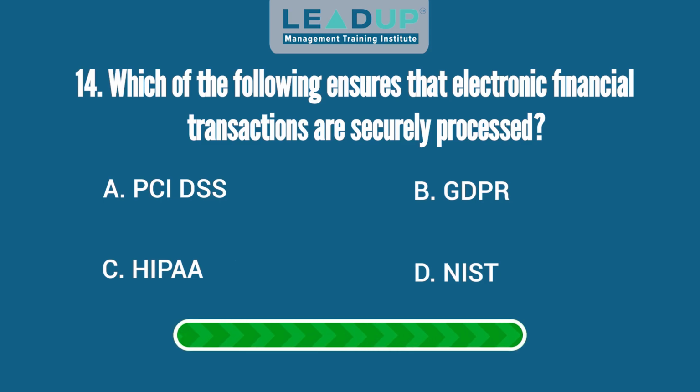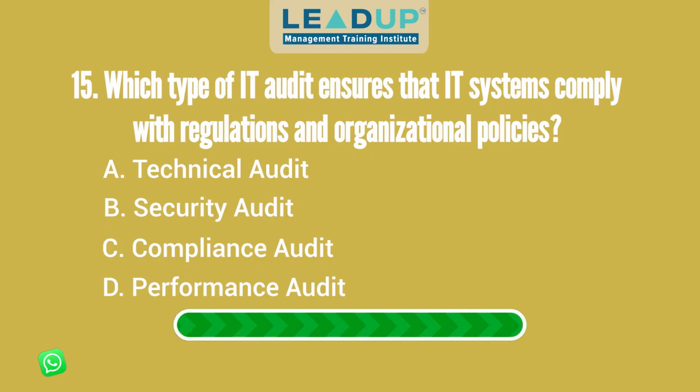Question 14. Which of the following ensures that electronic financial transactions are securely processed? A. PCI DSS, B. GDPR, C. HIPAA, and D. NIST. Answer: PCI DSS.